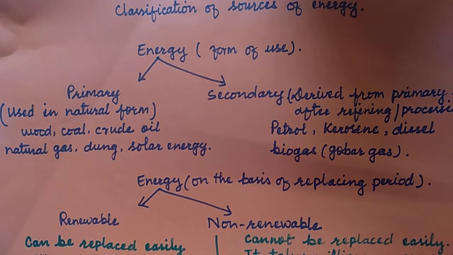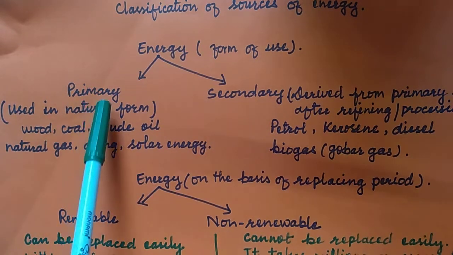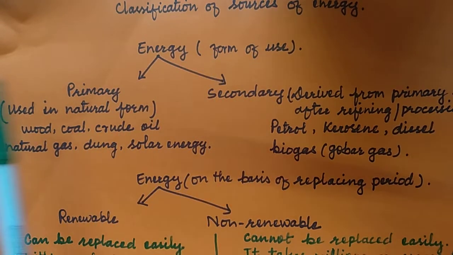Now we have come to the first part of the chapter, classification of sources of energy. There are various sources of energy, and these sources of energy are classified on the basis of form of use, in which form they are used. This is the first classification, and the second classification is this one. So the first classification is on the basis of form of use.